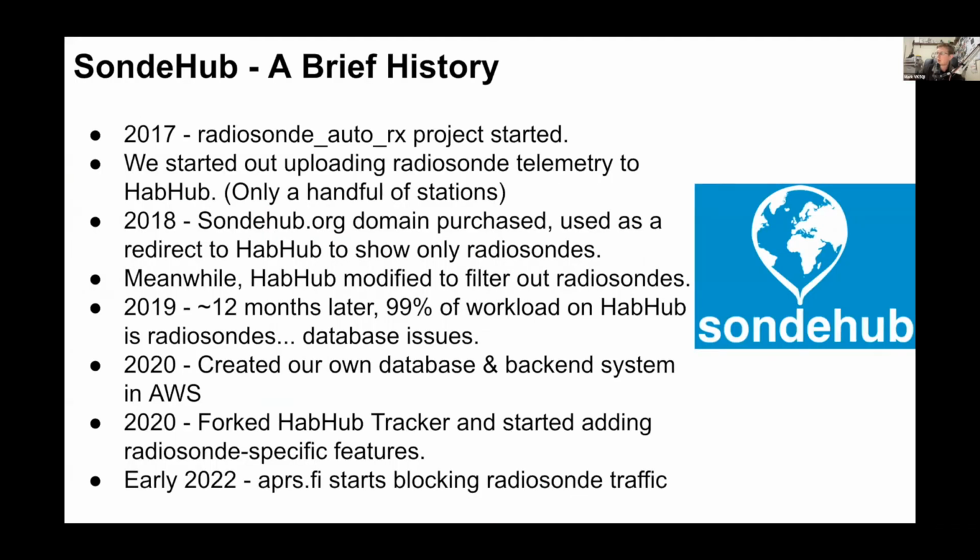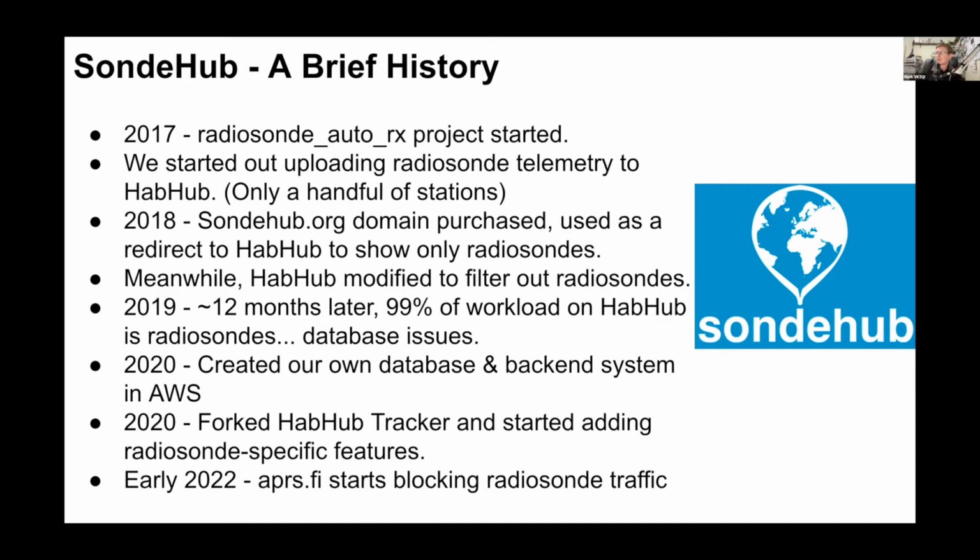So Radiosonde Auto-RX needs to upload telemetry somewhere. When the project started, we started uploading telemetry to HabHub. Many of you may be aware of HabHub, the UK-started amateur radio balloon tracking website. At this point, there was only a handful of stations uploading. It wasn't really a big deal. In 2018, I think by that point we had about 30 or 40 stations, we purchased the SondeHub domain. We used it as a redirect to HabHub, just with some filtering to only show radiosondes. About this time, HabHub modified their site to filter out the radiosondes, which was probably a good idea given they were populating the map and filling it up quite a lot.